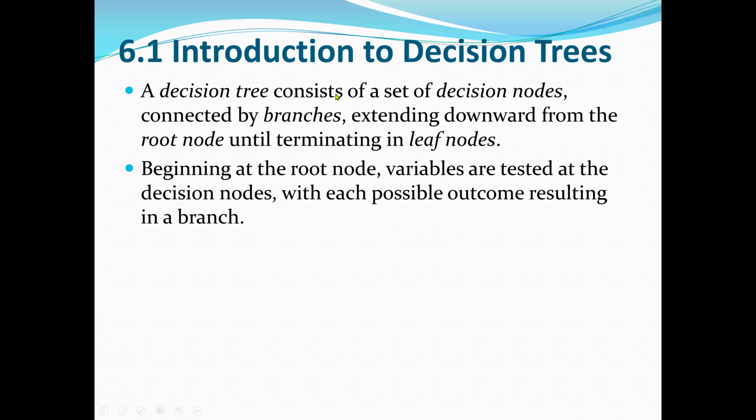So first we start with the introduction to decision tree, the definition. A decision tree consists of a set of decision nodes, and these decision nodes are connected by branches. It extends downward from the root node until terminating in a leaf node. Normally in a decision tree, we begin with the root node, which is at the top, and we keep going until we reach the leaf section. At each section, we are going to split our data.